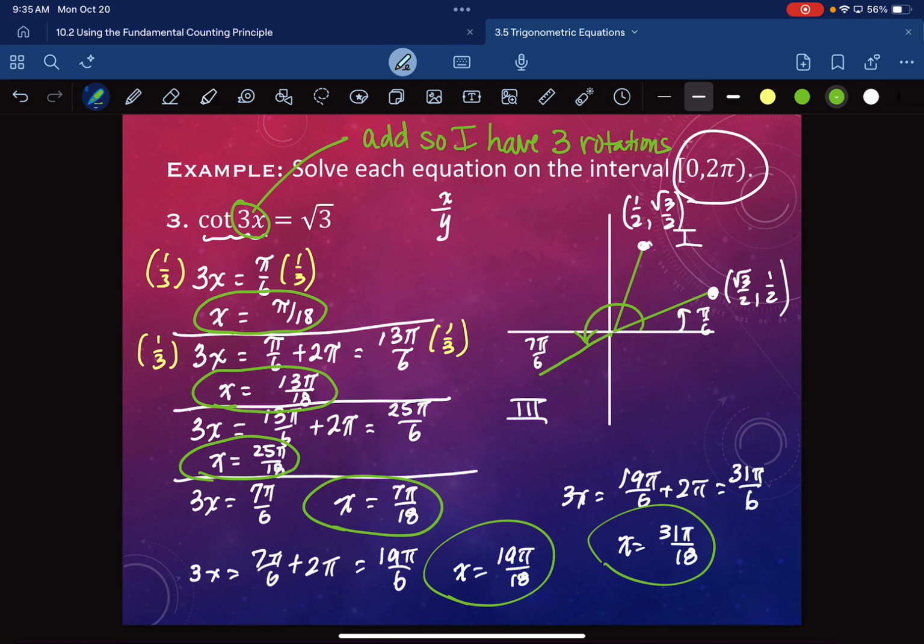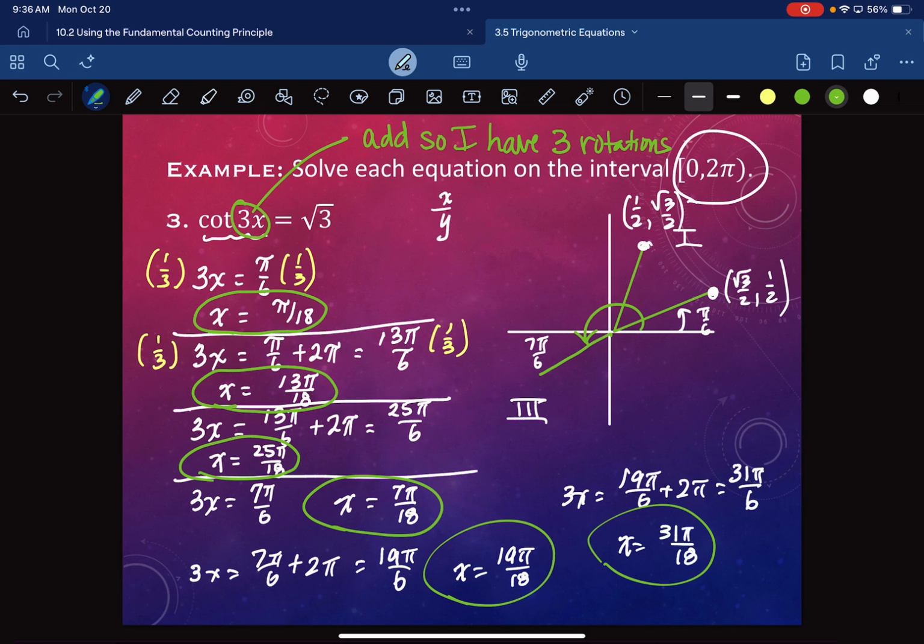Okay? How do I know how many answers I'm supposed to have? What's the rule of thumb again? Well, this says 3x. I should have 3 times as many answers as I normally have. Most of the time, I have 2 answers on the unit circle, so I should have 6, and I do have 6 of them. And if you really wanted to check to make sure that each one of these is really a solution, what did we do in the first problem?